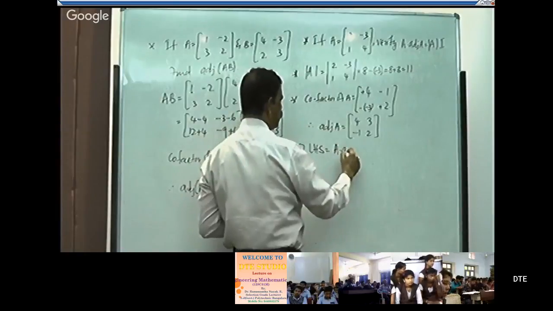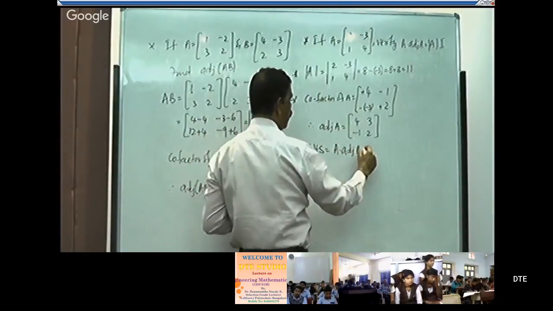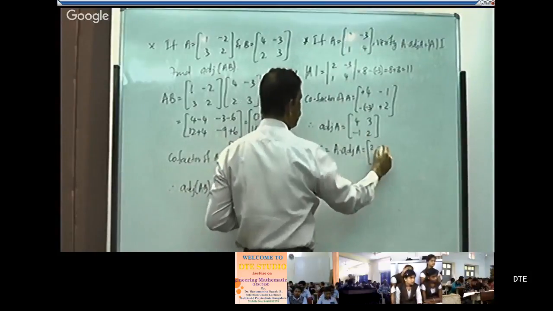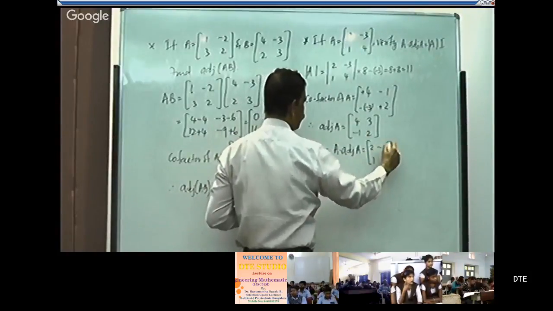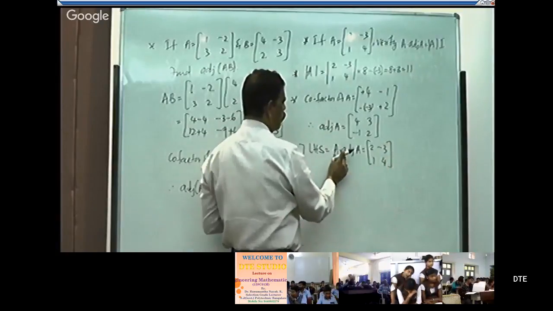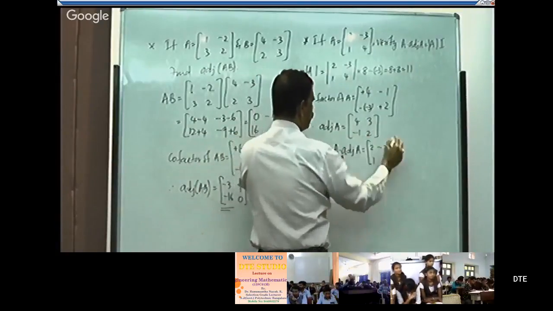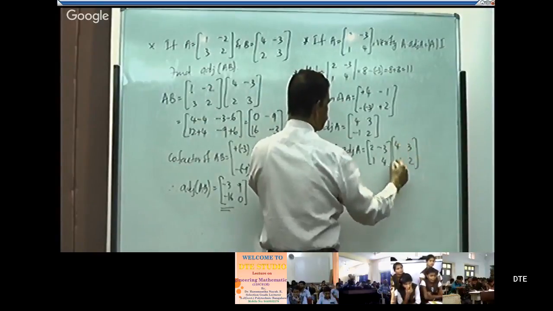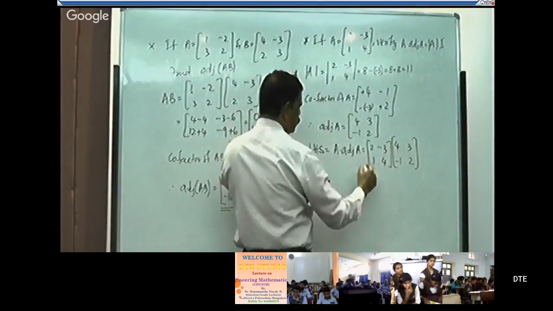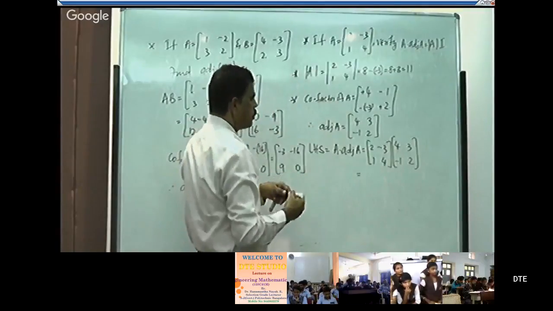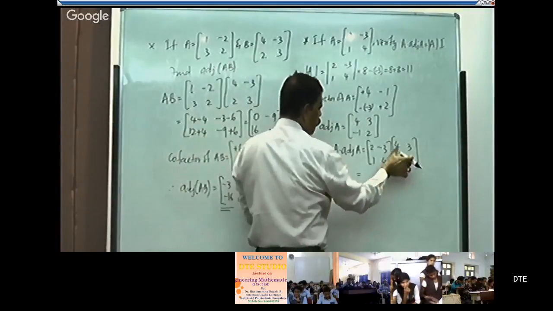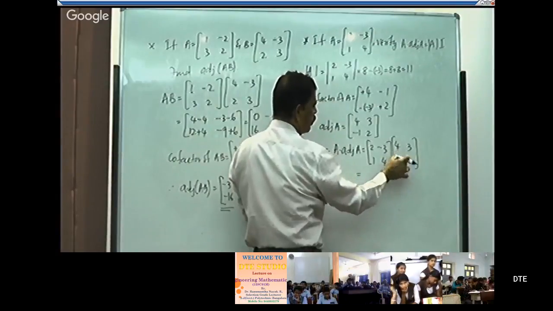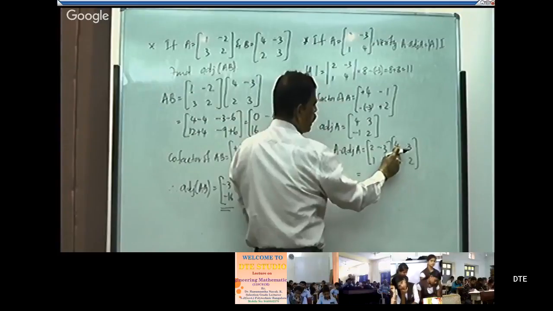A into adjoint of A. Write A. What is A? It is given 2 -3 1 4 into adjoint A. What is adjoint A? It is 4 3 -1 2. Whether we have written adjoint A is right or wrong, that can be checked. See, we can check directly.